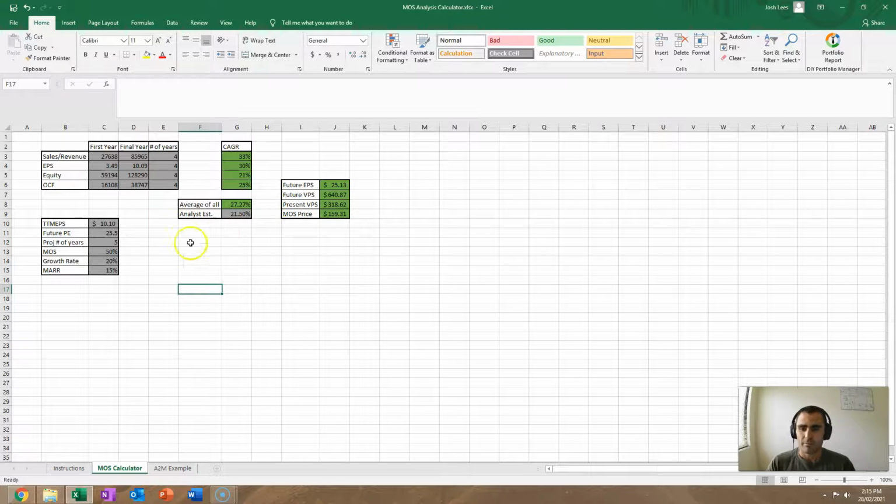All right, so this makes it so much easier because there's a lot of calculation that goes into these things. So basically, this spits out your number at the end. Your margin of safety price, so present value per share, according to the numbers that we've just input, is $318 per share.